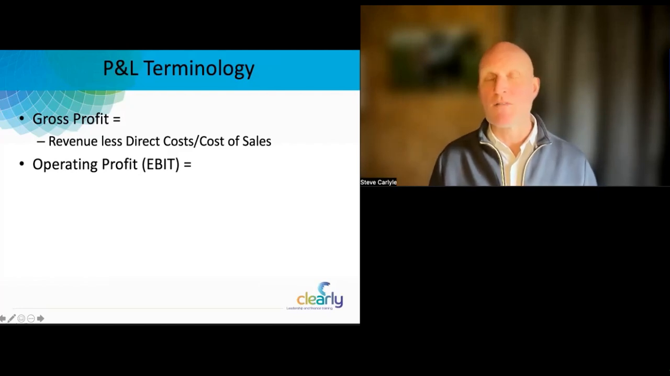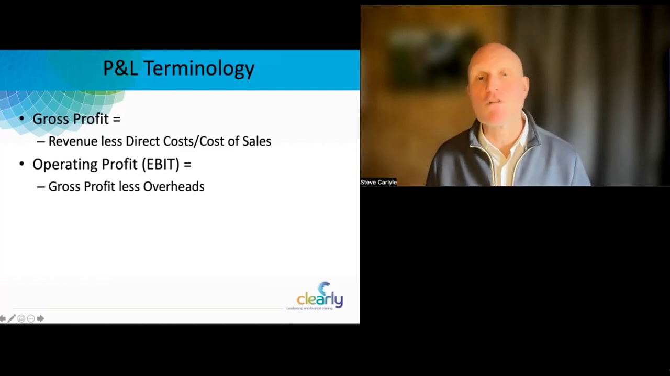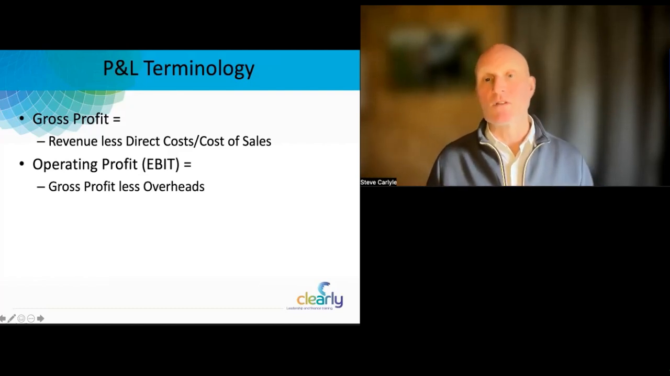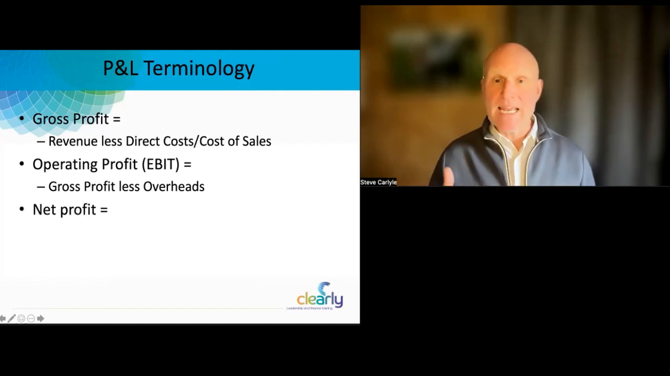What's the operating profit? See if you can remember, and I'm going to flick it up now. The operating profit is the gross profit less the overheads. So the gross profit, deduct the overheads from that. Then we've got the operating profit, or as it's also known, the EBIT. Next, we've got the net profit. Do you remember how you get to the net profit?